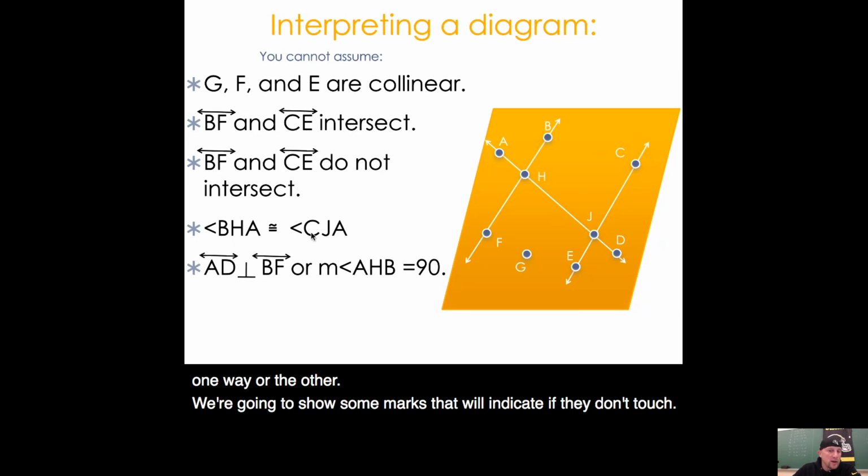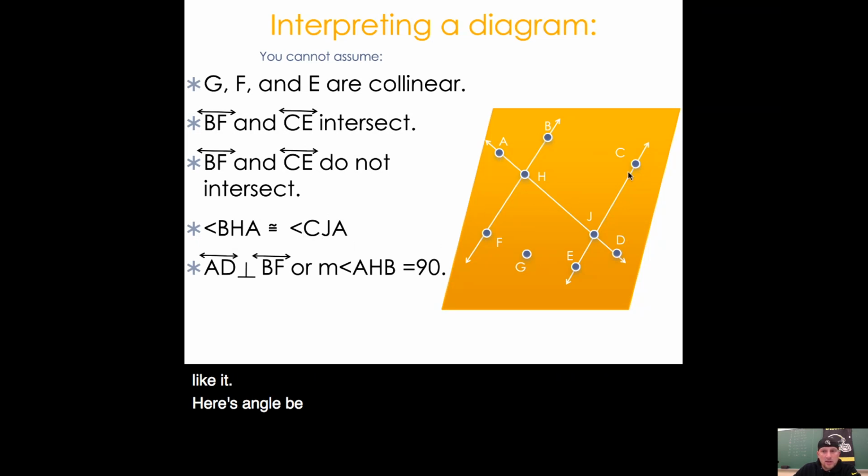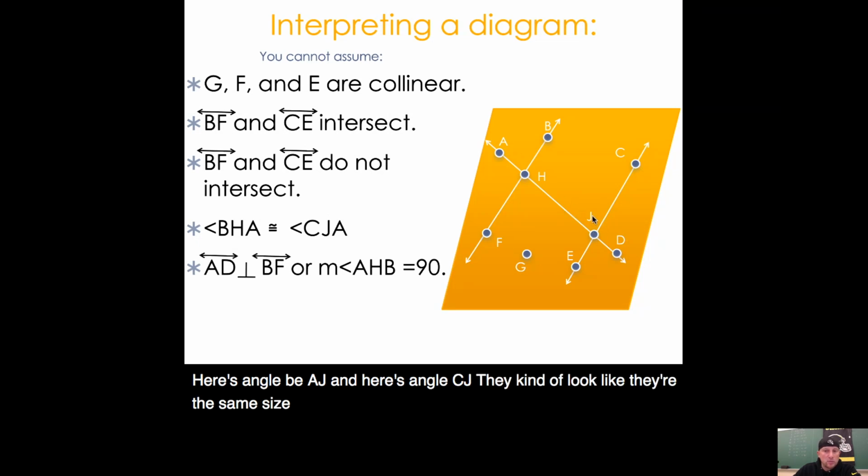Don't assume that two angles are congruent just because they look like it. Here's angle BAJ, and here's angle CJA. They kind of look like they're the same size, the same measure. They're both acute, they're almost right angles. Do not assume that they're congruent.